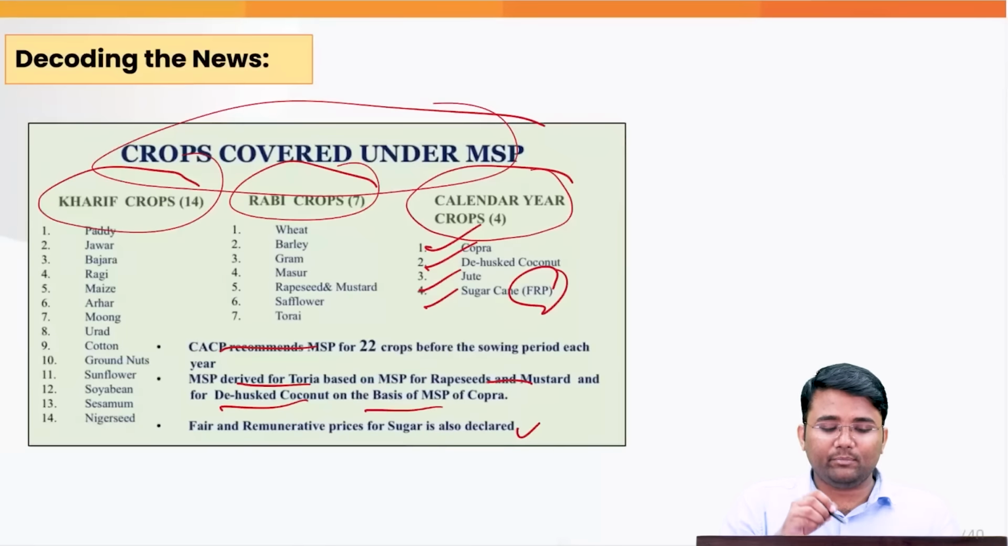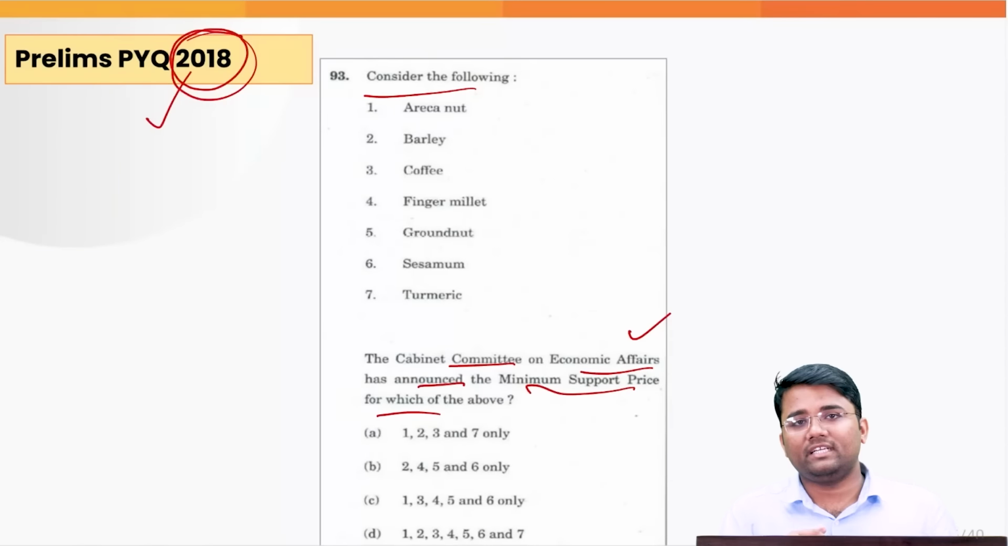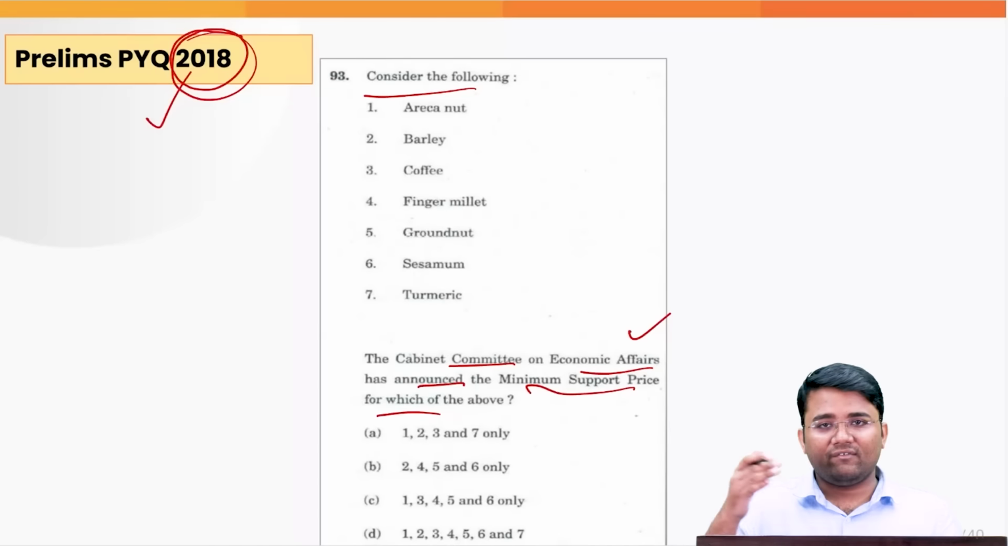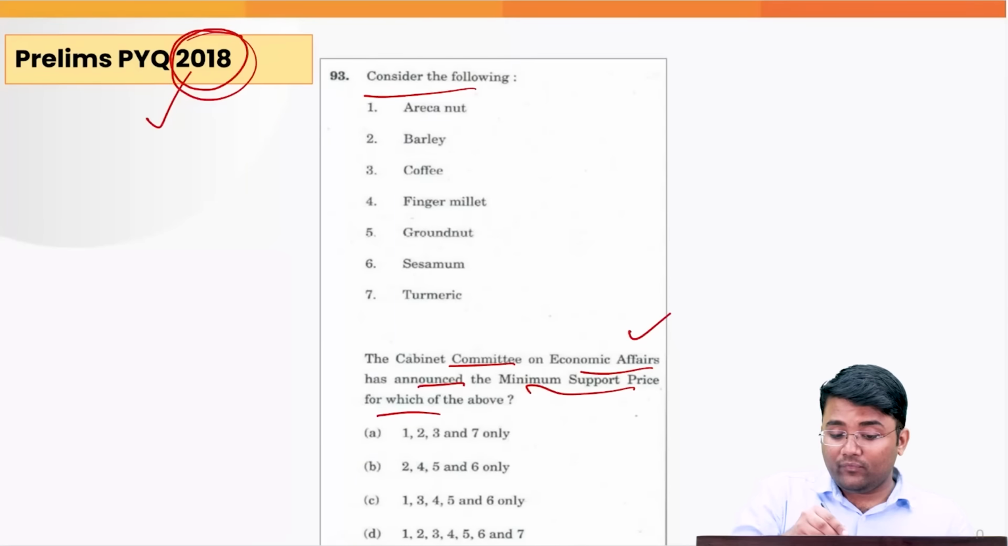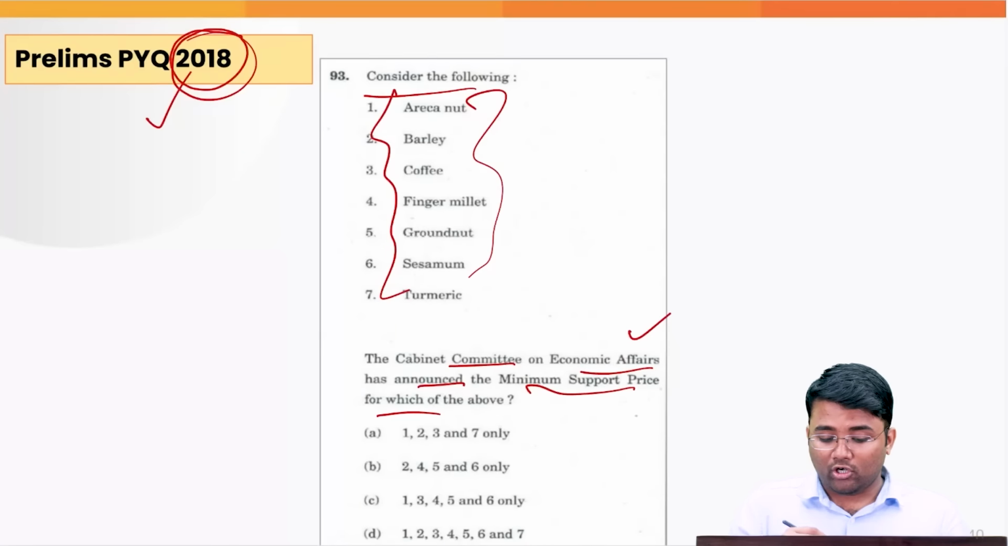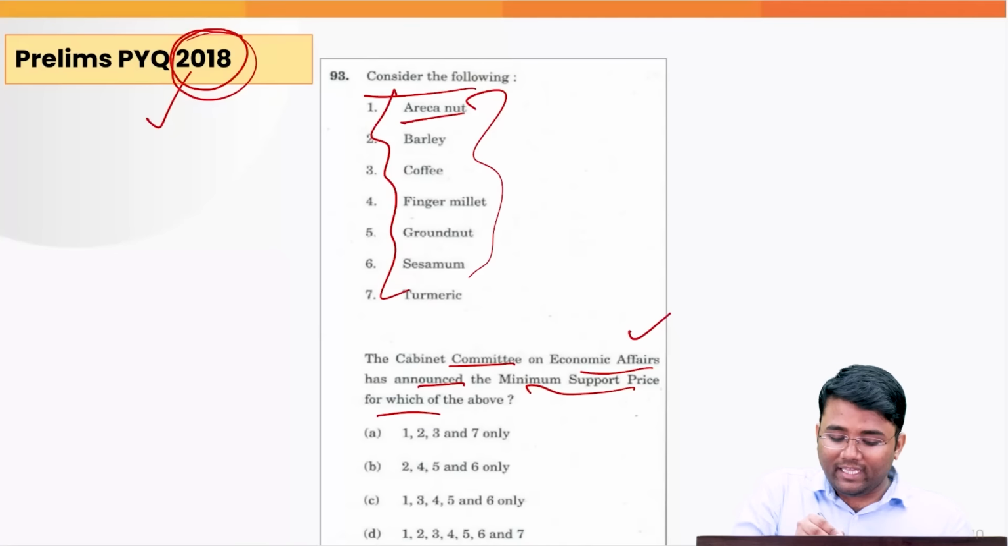Here CSEP recommends, but it is actually being announced by the Cabinet Committee of Economic Affairs. They pass this MSP after recommendation from CSEP. So here they have asked on which of these crops the MSP is actually being given. You see, there is no areca nut.